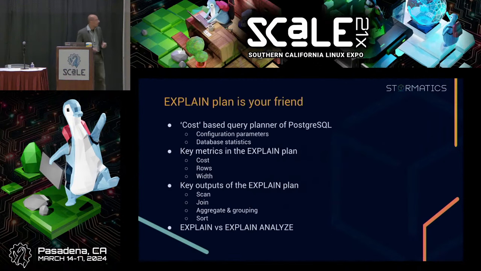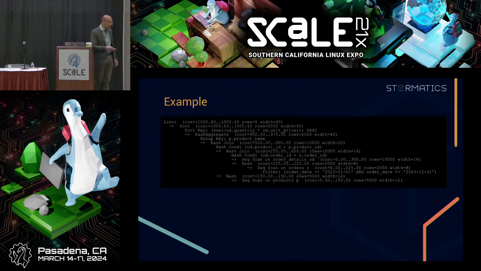Now, let's look at the cost, rows, and width. There's a cost label in pretty much most of the rows. And within the parentheses, you've got rows and width. What this is saying is that the startup cost is zero, and the total cost to execute the sequential scan is 225. 2,000 rows are going to be returned, and each row is 8 bytes. Essentially, that's what it's saying. So these are the three things that you need to watch out for: cost, rows, and width.